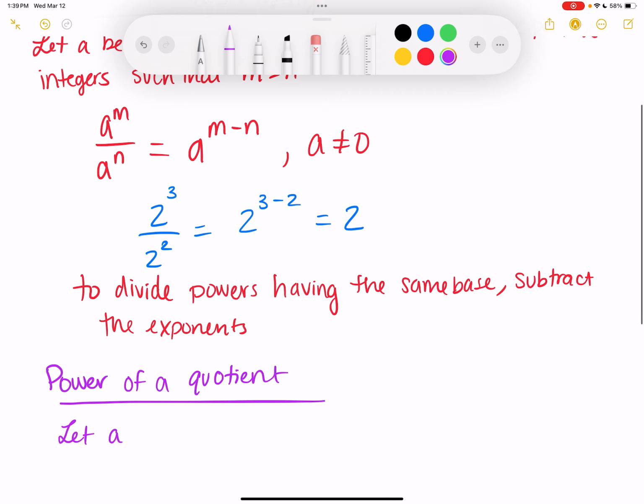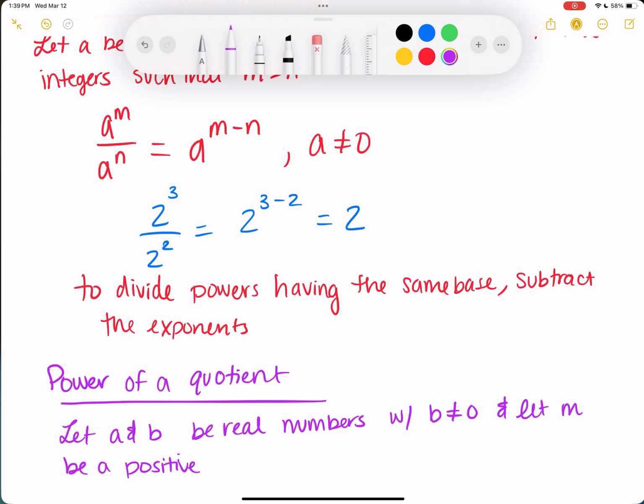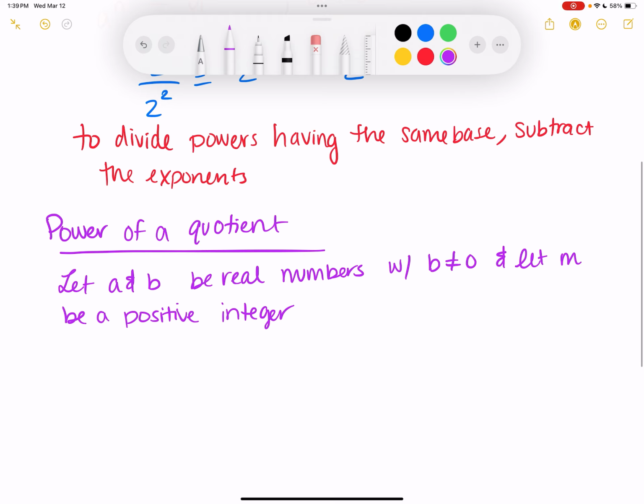So let A and B be real numbers with B not equal to 0, and let M be a positive integer, then we would have A over B all raised to the M is equal to this, much like what we did yesterday when we had A times B raised to the M, that M went on both things. If we have a fraction, it goes on both things in there as well. So this is going to be A to the M over B to the M. And this is all assuming B is not equal to 0, because we can't have 0 on the bottom.